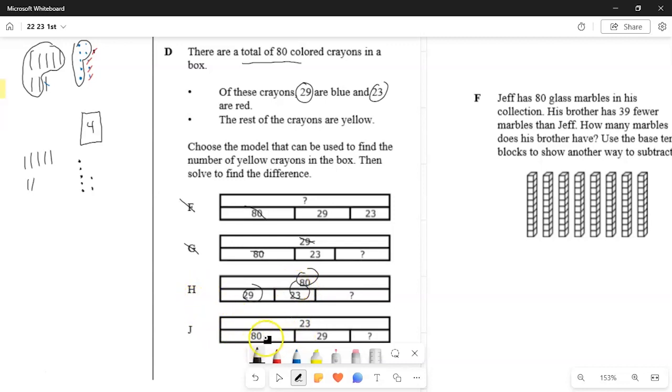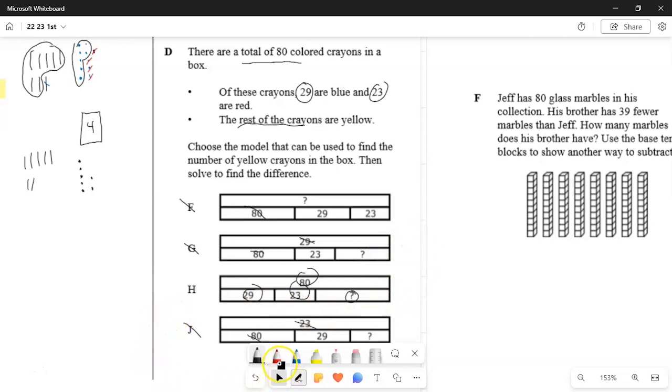And then this one right here shows one of my parts being 80 and the total being 23. That does not work. So this would be the model that I would use. But they also want us to go ahead and find, it says choose a model that can be used to find the number of yellow crayons in the box. So the rest of them are yellow. So this part right here is going to be my yellow part. Okay, 2 ways of doing it.